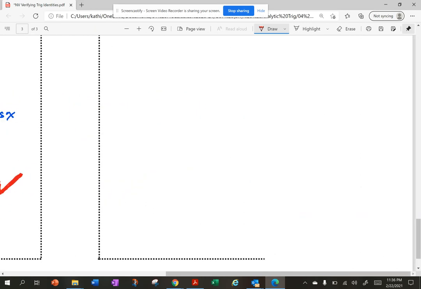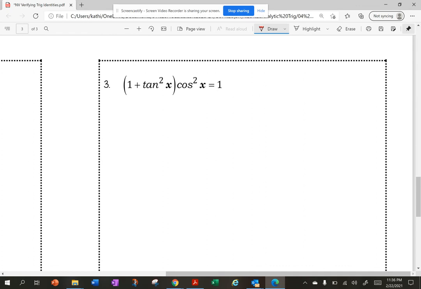Let's try one more. Okay, let's choose what's the more complicated side. I think it just happens to be the left-hand side again. I don't really have anything to simplify with 1. So I'm going to substitute first. So 1 plus tangent squared is secant squared of x times cosine squared of x.